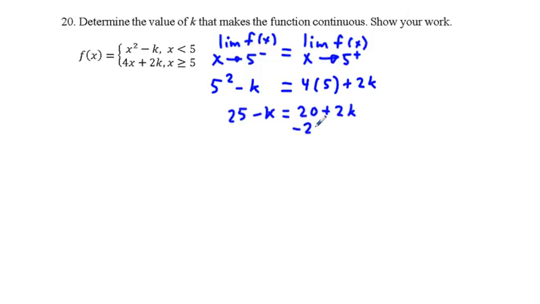And if we subtract 20 from both sides and add k to both sides, we get cancellation there. What do we have left? We have 5 on the left side is equal to 3k. So k is equal to 5/3. I saw some people come up with negative 5/3. I don't know how you got negative 5/3. Anyway, that's our answer and work for problem 20.